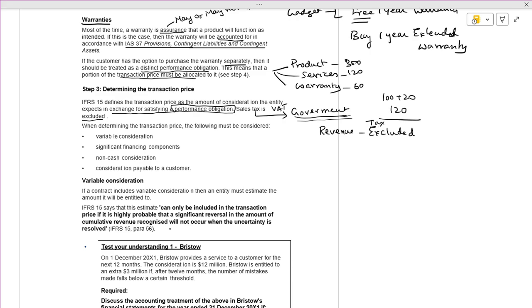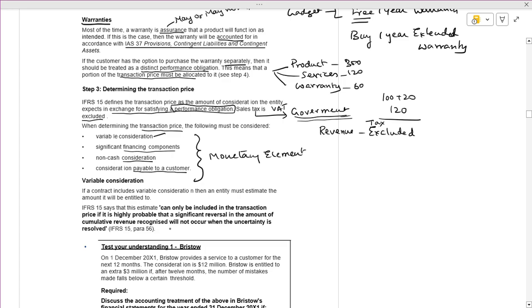When determining the transaction price, what are the conditions? It should consider variable consideration, according to the number of units. It should consider financing components, monetary value, non-cash consideration, and consideration payable to the customer. In other words, there should be a monetary element attached to it.